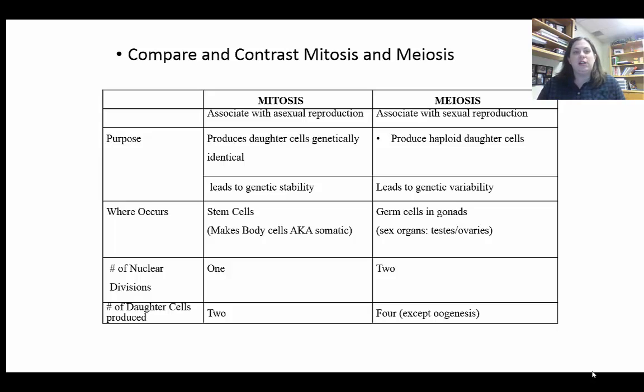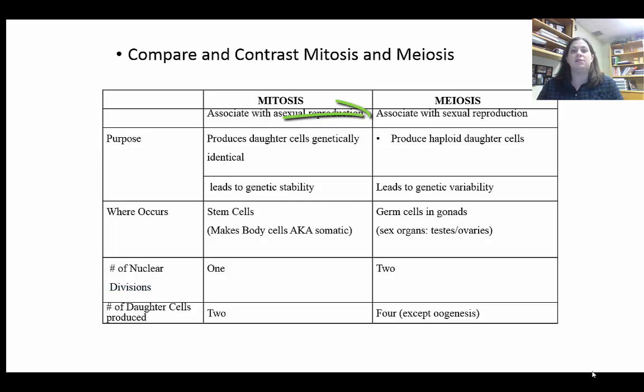So if you look here, this is straight out of your notes. You'll notice they have mitosis, that's associated with asexual reproduction. Remember that it produces 2 genetically identical daughter cells. This is to help give us genetic stability. Remember that stem cells do this process, also known as somatic or body cells. They do 1 nuclear division and it produces 2 cells because you divide from 1 cell to 2.